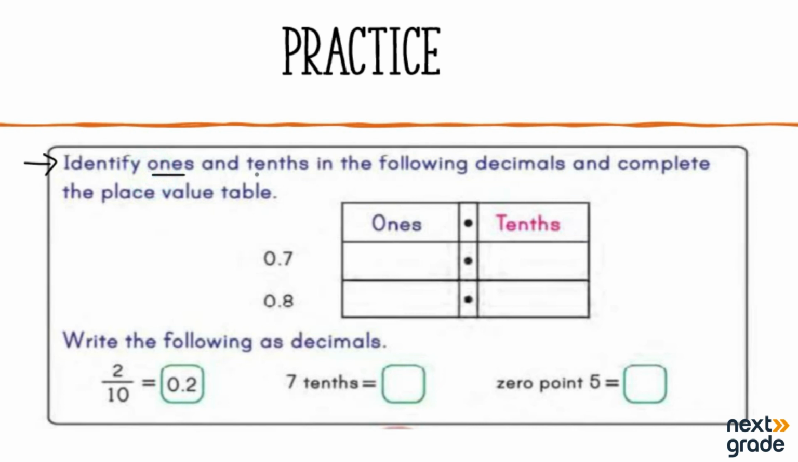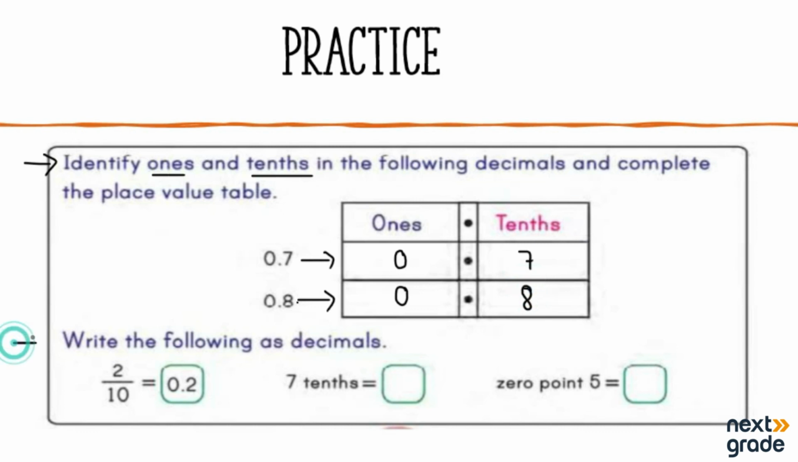Identify ones and tenths in the following decimals and complete the place value table. आपको two numbers दिए हुए, that is 0.7 and 0.8. इन दोनों numbers को आपने place value chart में place करना है. ठीक है? So we have 0.7. तो ones में क्या आएगा हमारा 0, then comes the point, and then comes the tenths place value, that is 7. इसी तरह हम next number को देखते हैं, that is 0.8. So we're gonna place over here 0, then we have a point over here, and then comes 8 at the tenths place.